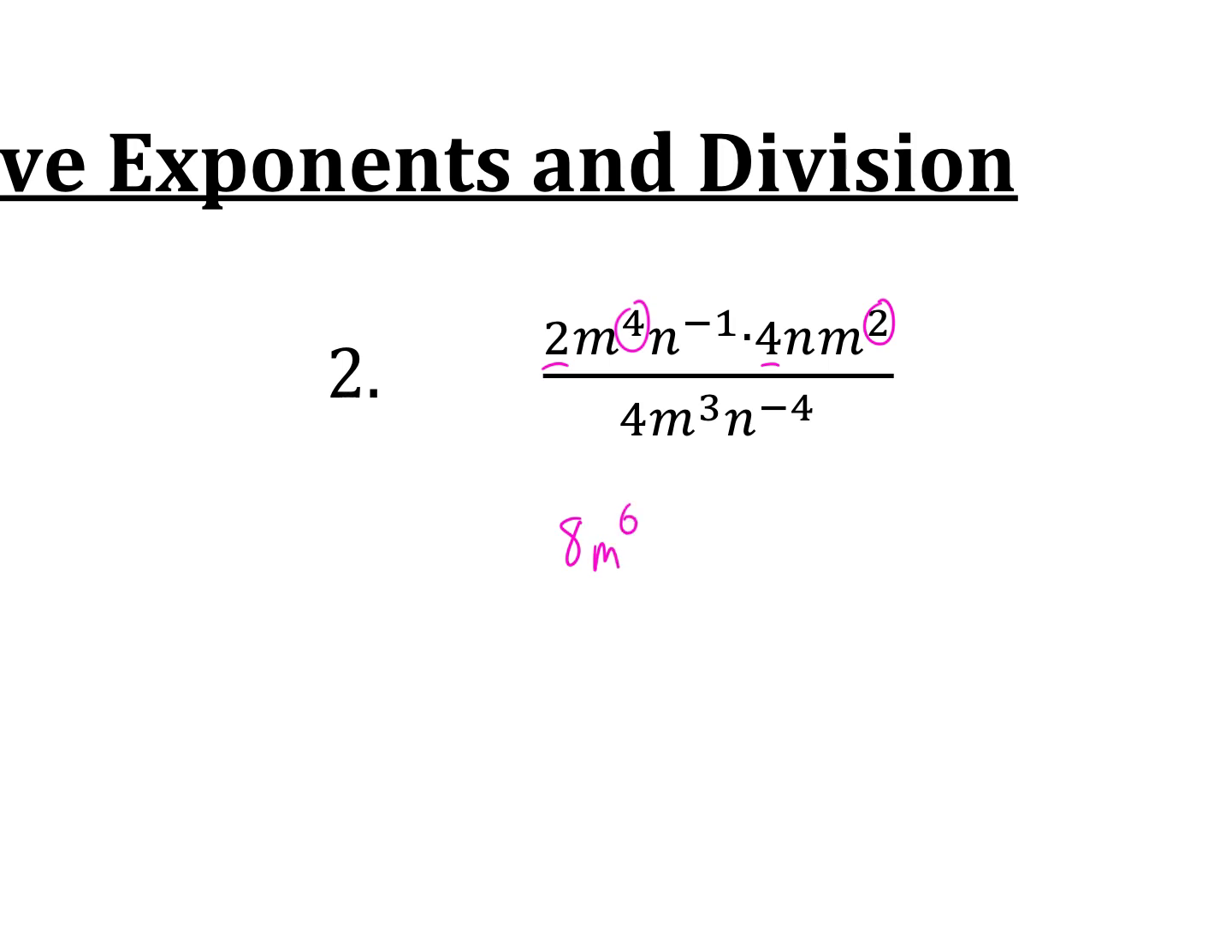How many n's do we have? I see negative 1 here and positive 1 right here. What's negative 1 plus 1 going to be? It's going to be n to the 0, okay? I think that's it for the top. On the bottom, we just had the 4, right? So 4 kind of stays. And there's no other like bases, the m's and n's are all kind of different here. Okay, so now we have 4m to the 3rd, n to the negative 4th.